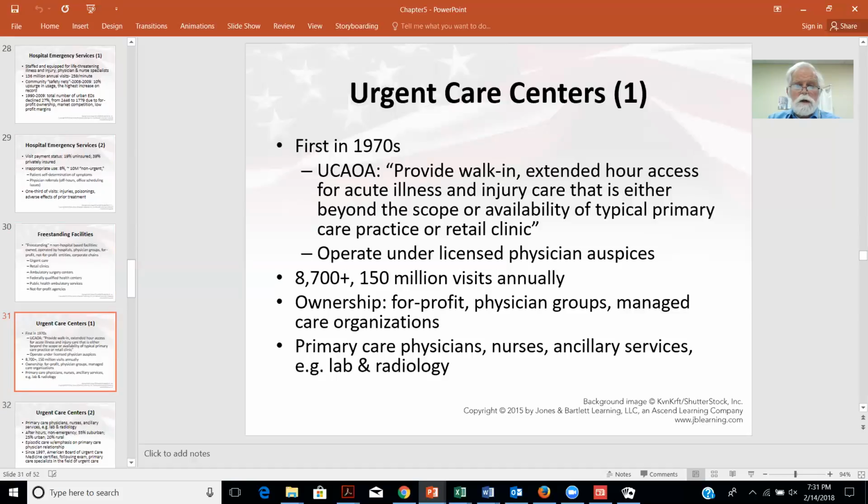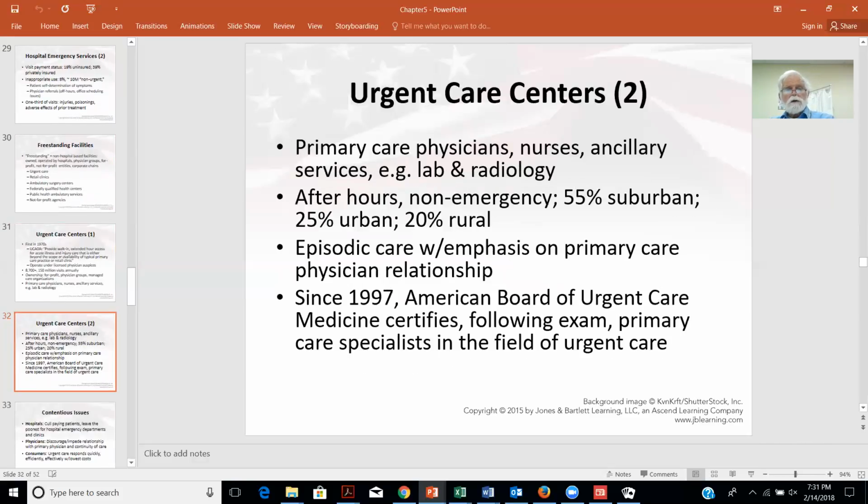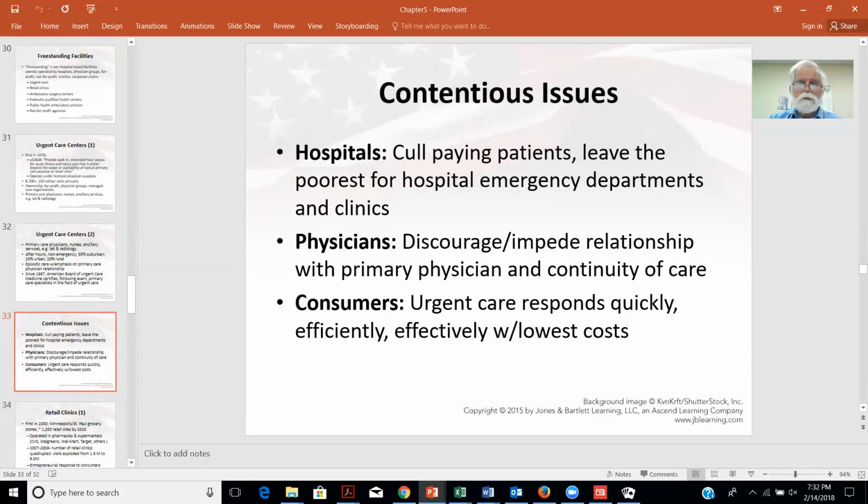Urgent care centers began to appear in the 70s. They see a lot of visits every year. They have some primary care physicians. They have other services like labs and radiology. After hours care is available. Most areas that have any population will have at least one 24-hour freestanding urgent care center, which we do here.